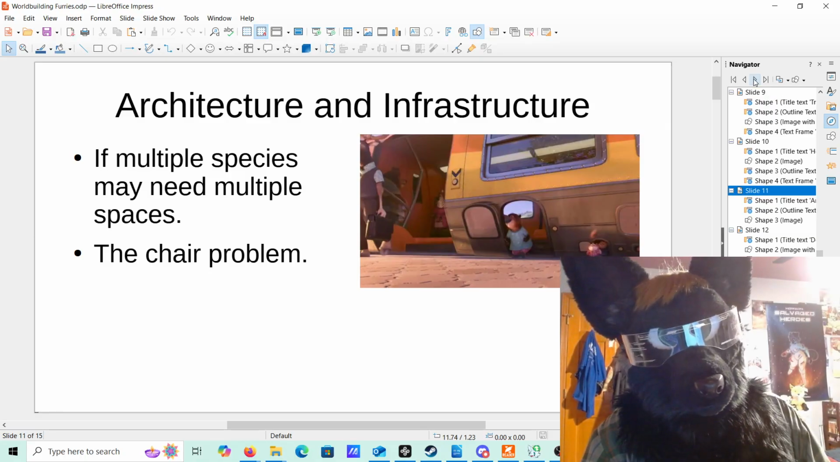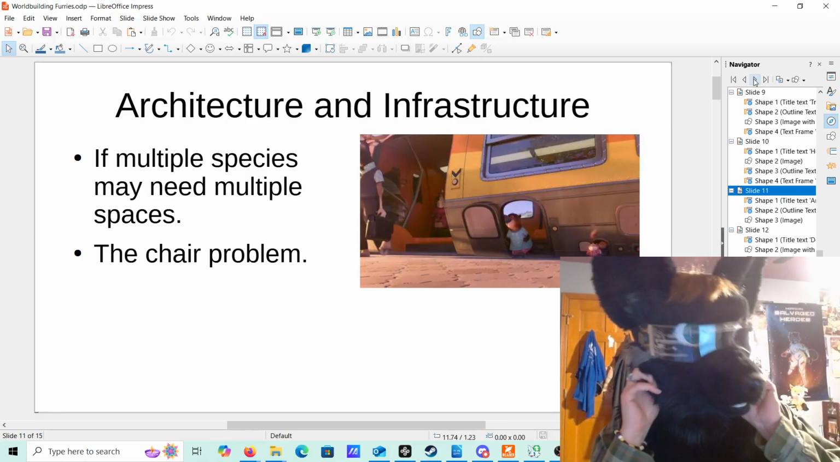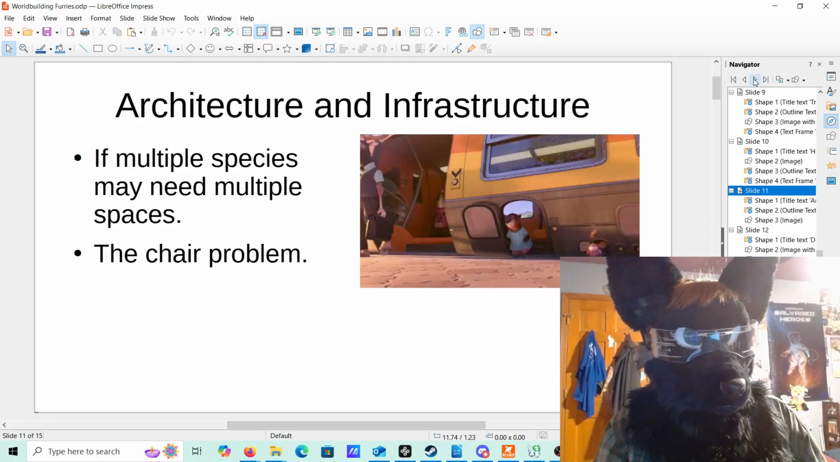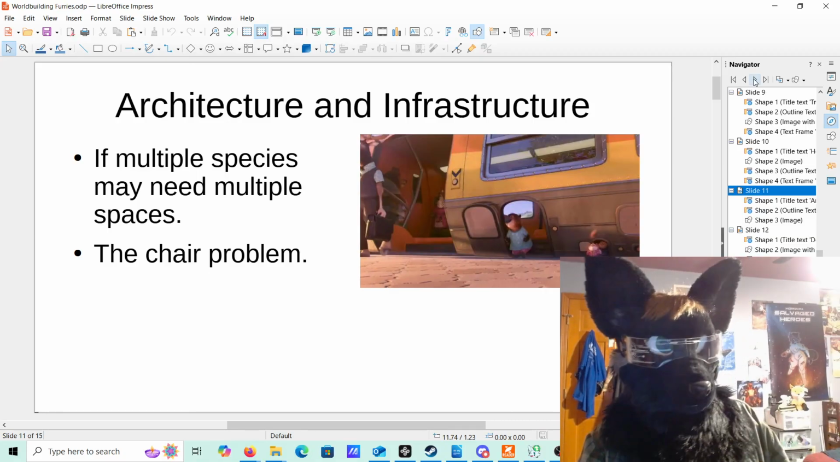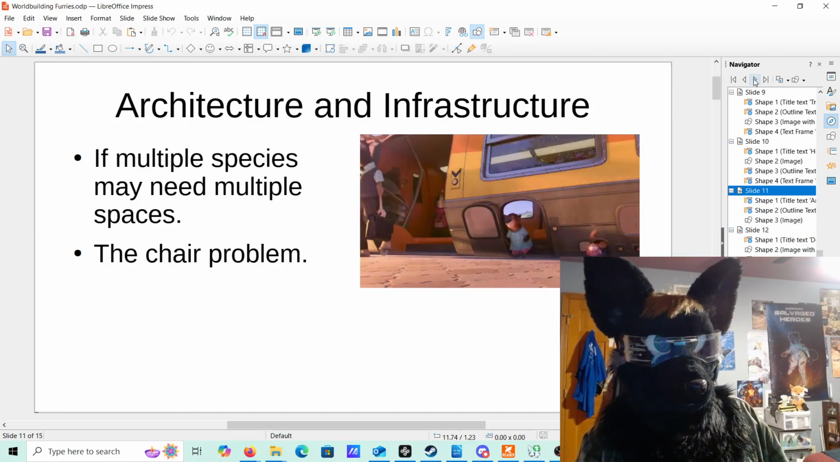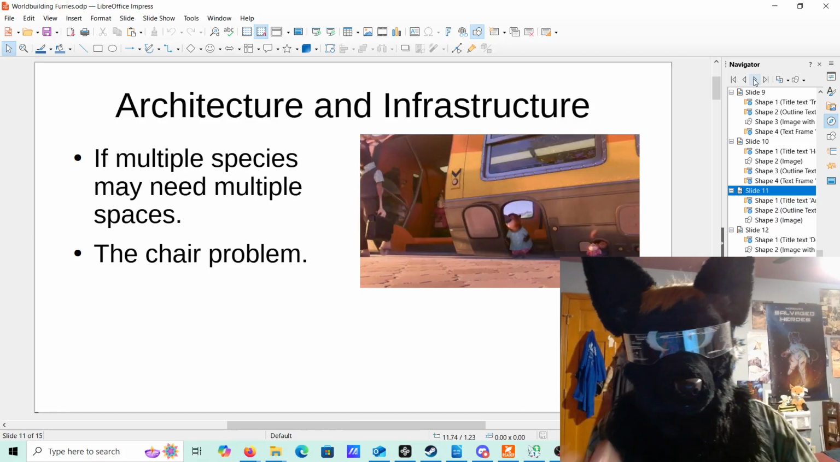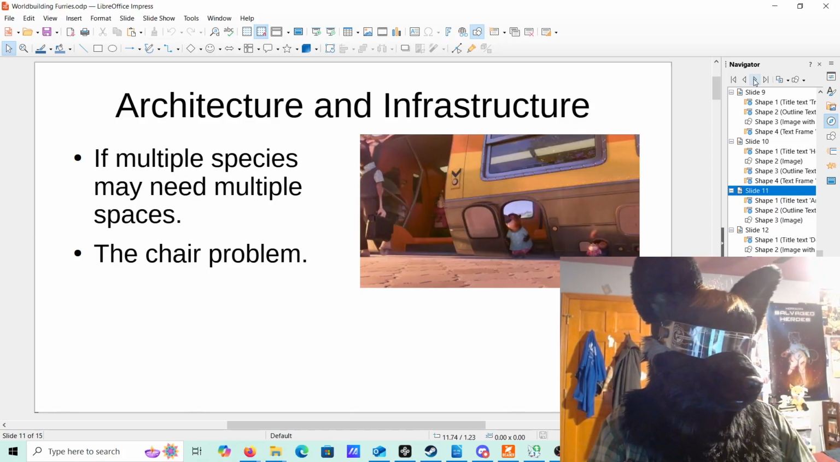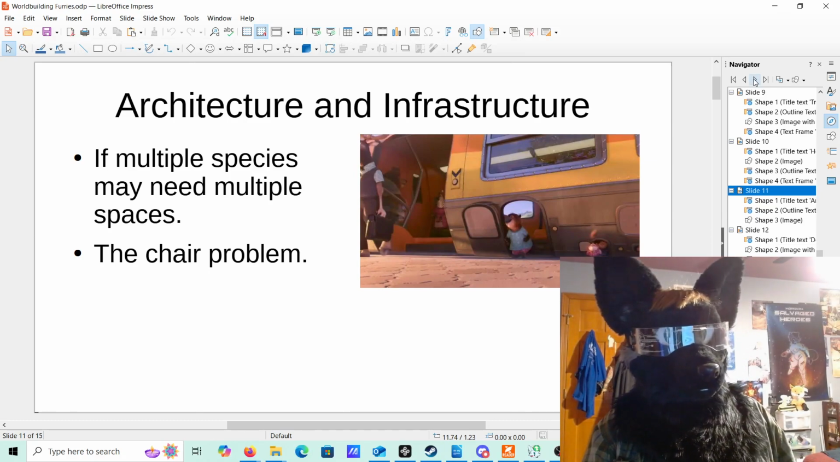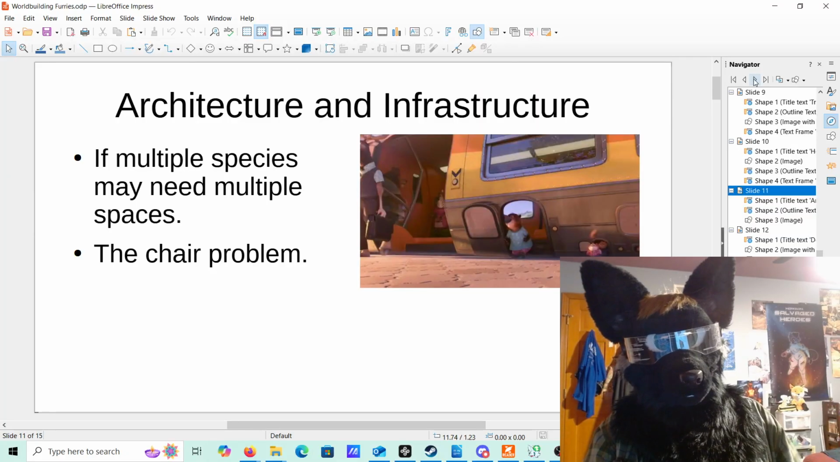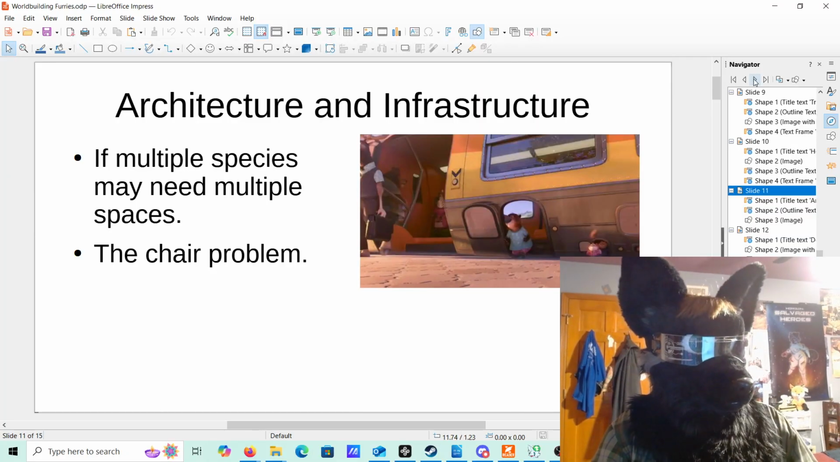One thing to consider for such a setting is architecture and infrastructure. If it's designed to have multiple species with multiple sizes, maybe you're going to need multiple spaces that fit these four things.